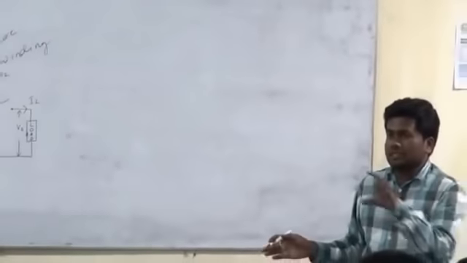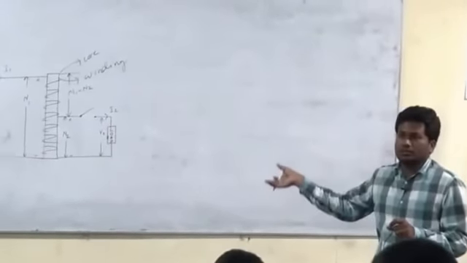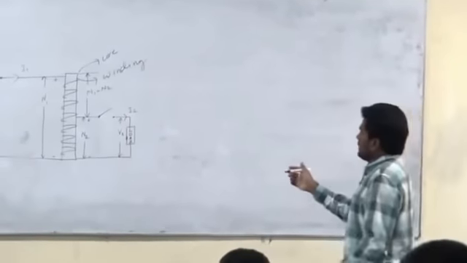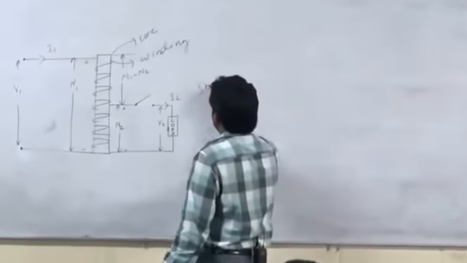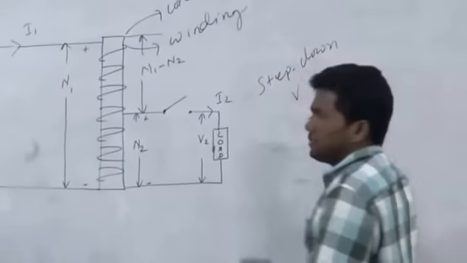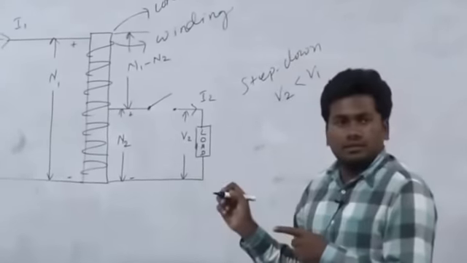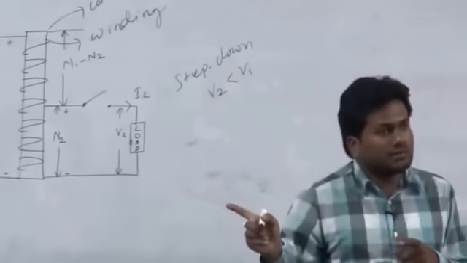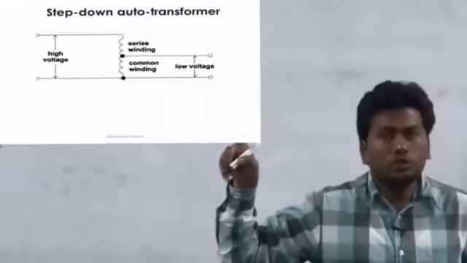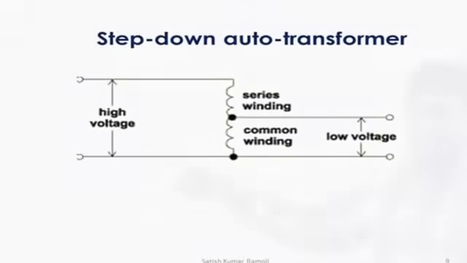What we are doing is that the number of turns in the primary is the same and the number of turns in the secondary is maybe half or some portion of the primary. So this is called step down. In the step down transformer, V2 is less than V1, as all of you know from the two winding transformer. The same case will be reflected in the auto transformer.